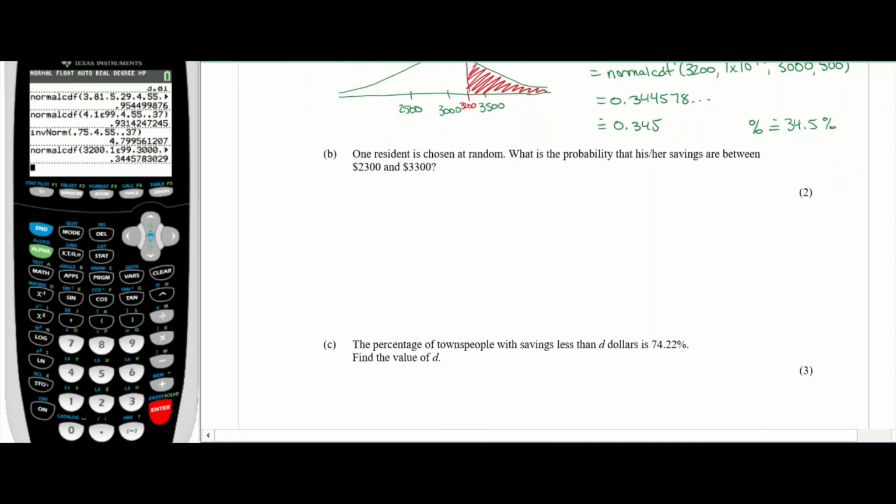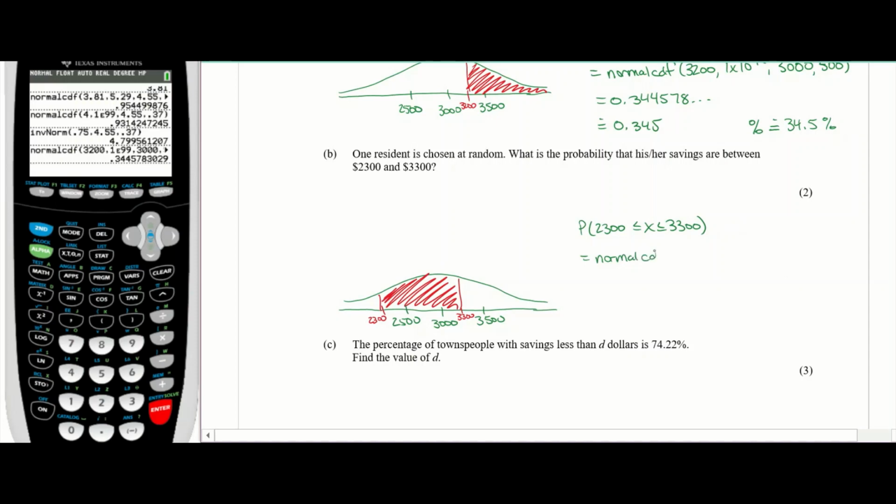Okay, now we are given an upper and a lower bound. So we're looking for the likelihood of having savings between 2,300 and 3,300. So 2,300 is going to be over here. 3,300 is going to be over here. And I'm looking for this area in between. So again, looking for a probability, which means I am looking for normal CDF.